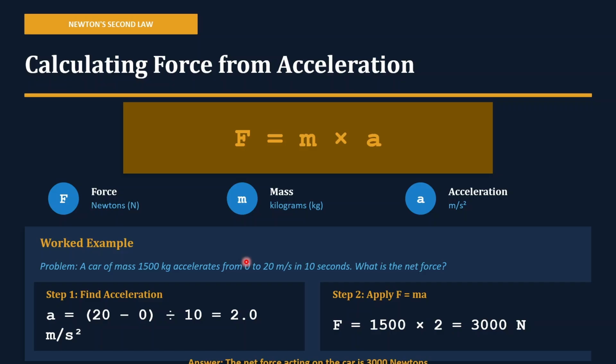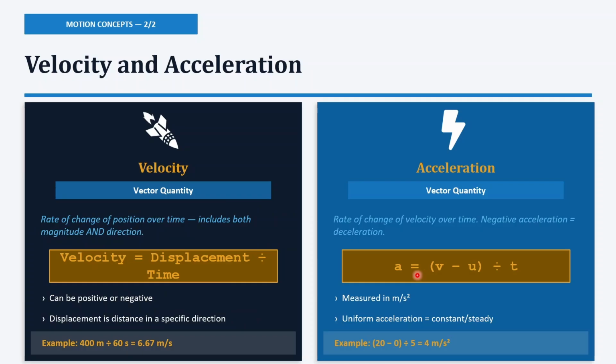Now, to calculate the net force in this question, we use the formula force is equal to mass times acceleration. Now, we have the mass, which is 1,500 kg, but we don't have the acceleration. To calculate the acceleration, we use the formula that we just learned about here. Acceleration is equal to final velocity minus initial velocity divided by time.